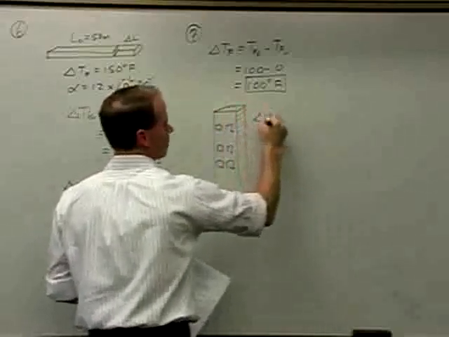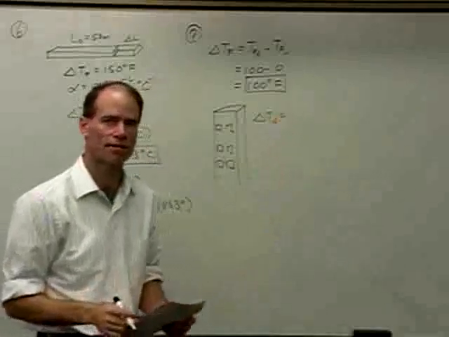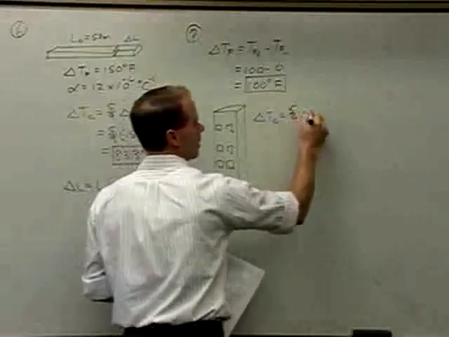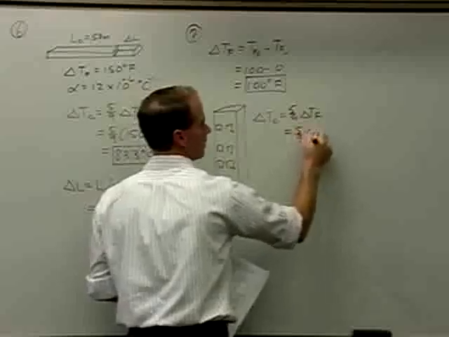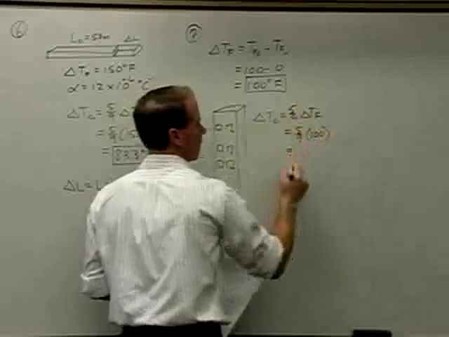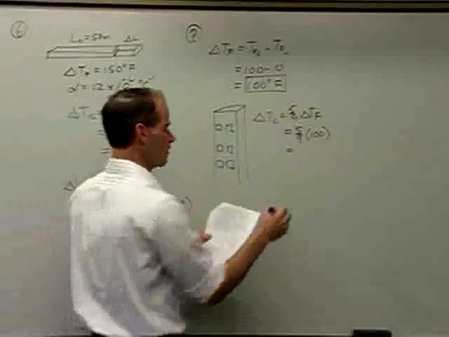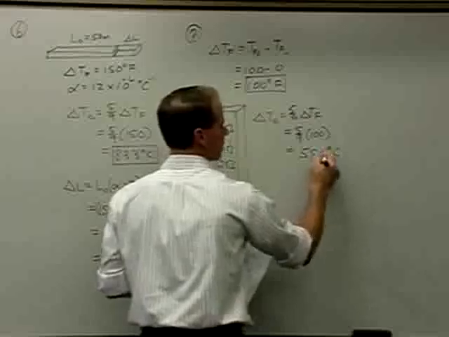So our change in Celsius temperature will equal 5/9 times our change in Fahrenheit temperature. 5/9 times 100. 500 divided by 9 gives us 55.6 degrees Celsius.